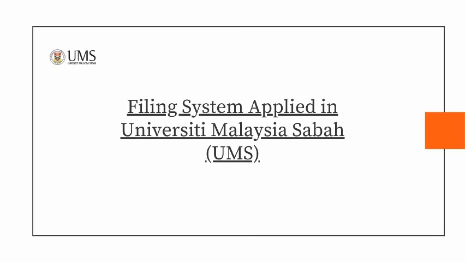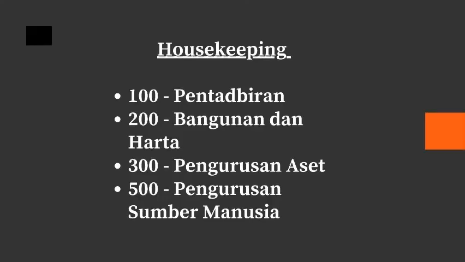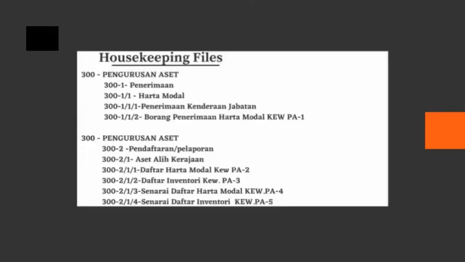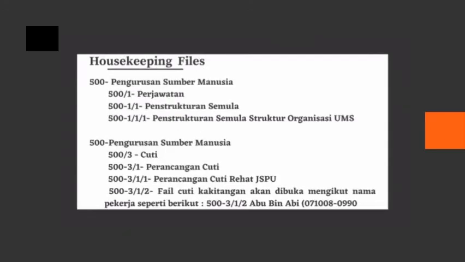The filing system applied in Universiti Malaysia Sabah consists of two types of file. The first one is housekeeping, consisting of 100 for pentadbiran, 200 for bangunan dan harta, 300 for pengurusan aset, and 500 for pengurusan sumber manusia. This is the example for housekeeping files for 300 pengurusan aset.